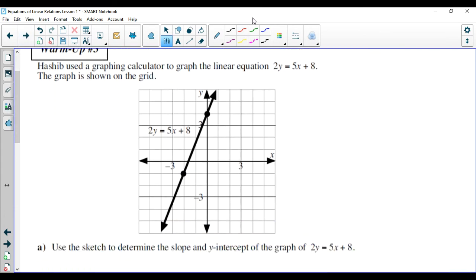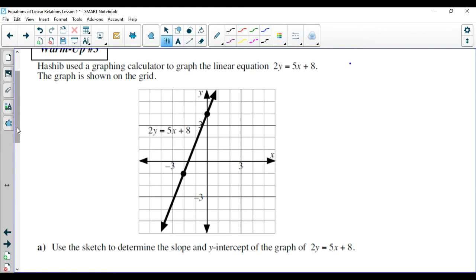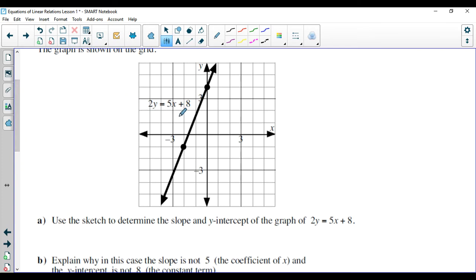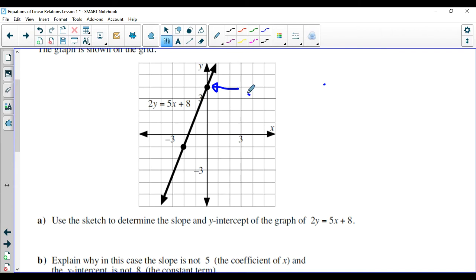Okay, so another student uses a graphing calculator to plot the linear relation 2y is equal to 5x plus 8. It says use the sketch to determine the slope and the y-intercept of 2y equals 5x plus 8. Okay, so I can see the y-intercept, it's right here. Your y-intercept would have coordinates of 0, 4.